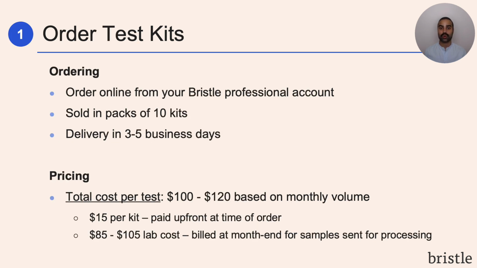So the first thing is ordering your Bristle test kits, which you can do directly from your online professional account with Bristle. The kits come in packs of 10 and usually arrive within 3 to 5 business days after ordering. The price for clinicians is either $100 or $120, depending on your monthly volume, and this includes shipping both ways.